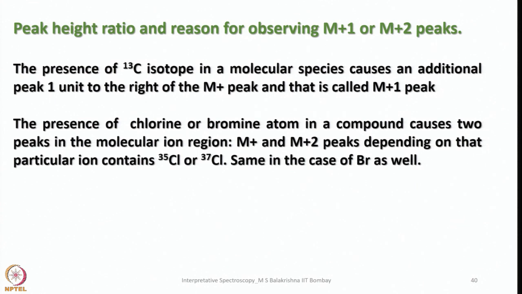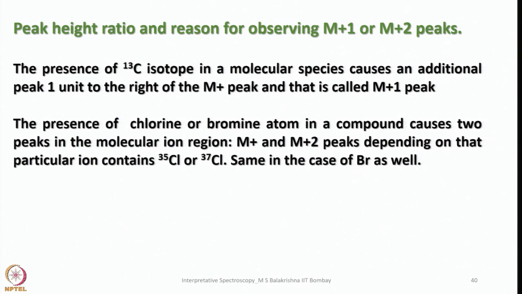We should now understand the peak height ratio and the reason for observing M plus 1 and M plus 2 peaks. The presence of a 13C isotope, as I showed you in my previous slide, in a molecular species causes an additional peak one unit to the right of the M plus peak, and that is called the M plus 1 peak. So instead of 121, we saw 122 due to the addition of one 13C in place of one 12C.